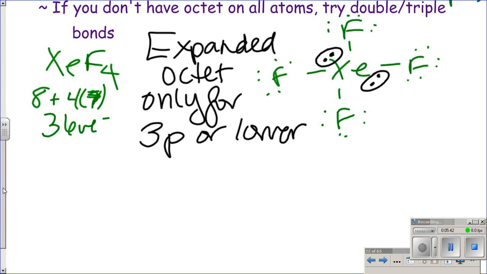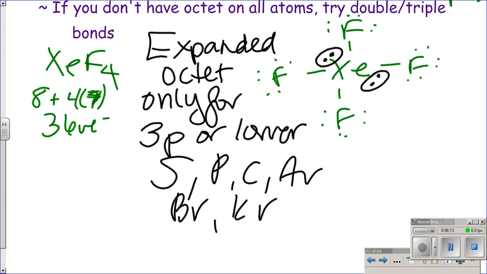So, give me some examples of elements in 3p. 3p, third row, p block. Silicon. No, wait, that's silicon. 3p. Sulfur. Okay, aluminum is not going to make a central atom because it's a metal, right? It does not share. We're talking covalent here. Phosphorus, chlorine, argon, and then anything below that, or lower. Bromine is a common one. Krypton is another one. Xenon.